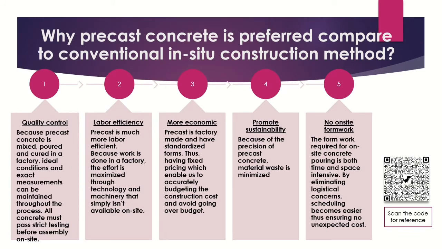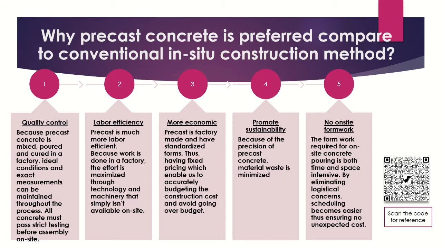Why is precast concrete preferred compared to the conventional in situ construction method? The first one is because of the quality control. Precast concrete is made, poured and cured in a factory. Ideal conditions and exact measurements can be maintained throughout the process. All concrete must pass strict testing before assembly on site.